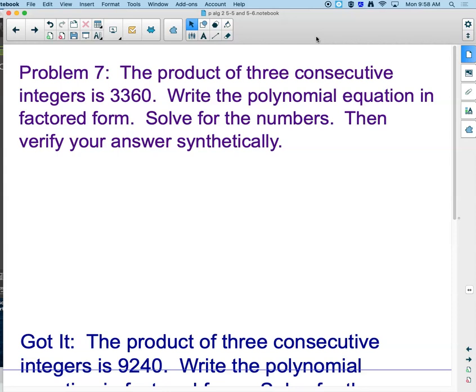Now, if you're writing this because you don't have the packet, you probably want to write that sentence down right there, because those are really the instructions. The rest of it you could see from your work. So problem 7, the product of 3 consecutive integers is 3,360. What we're going to have to do is exactly what it says, which is write the polynomial equation in factored form, show that first, then solve for the numbers, and then we're going to just quickly verify synthetically that we found the right answer.